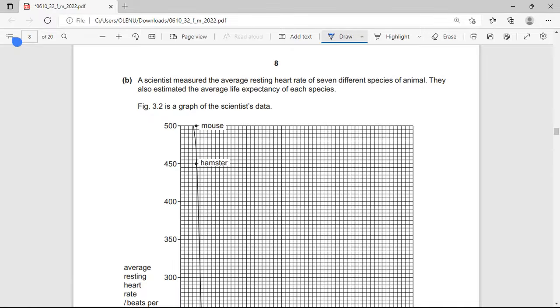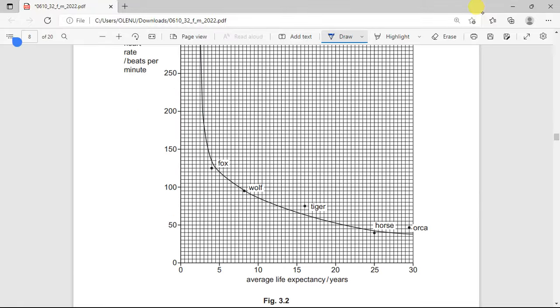So the scientists measured the average resting heart rate of 7 different species of animals, and they also estimated the average life expectancy of each species. So figure 3.2 is a graph of the scientists' data. So 7 animals. Here we have a mouse, which is 1. We have the hamster, the second animal, 2. We have fox 3, wolf 4, 5, 6, and 7.